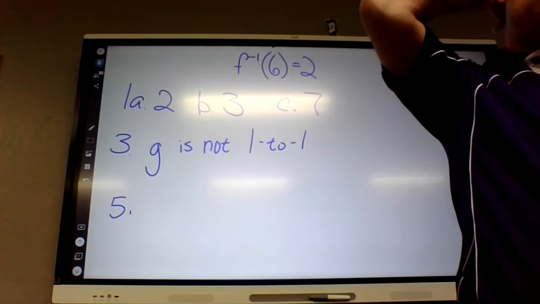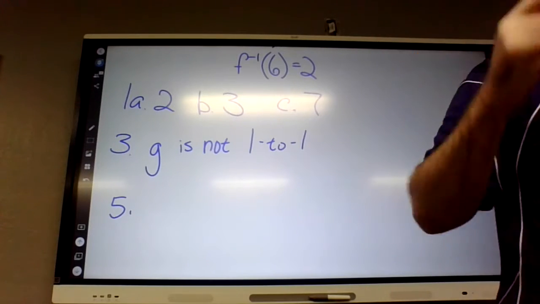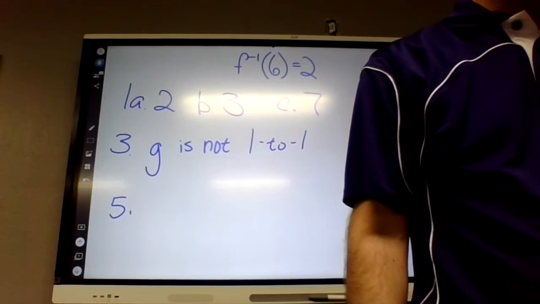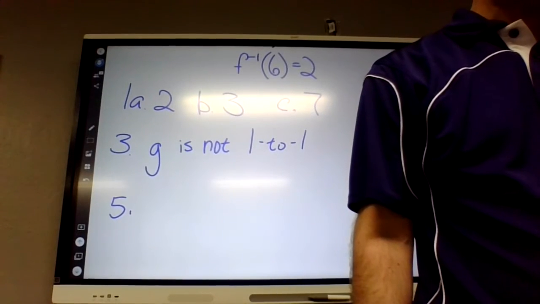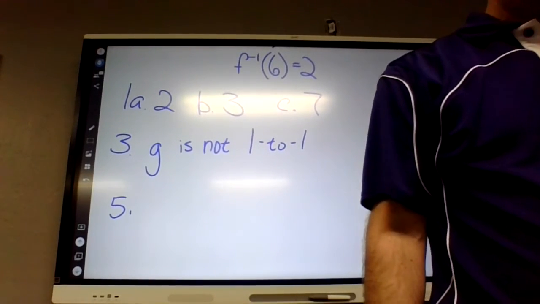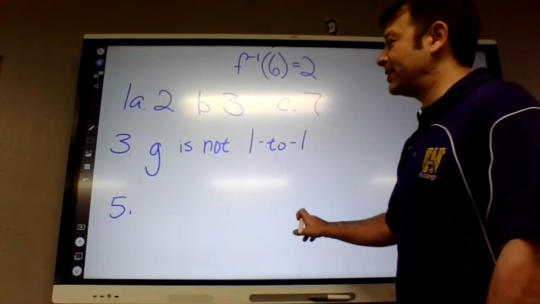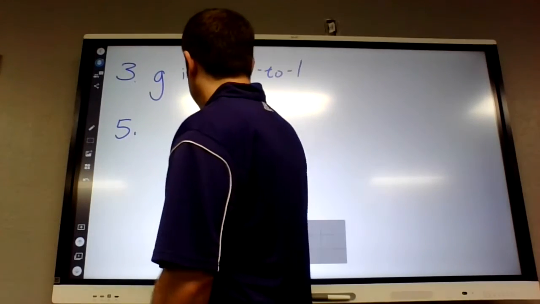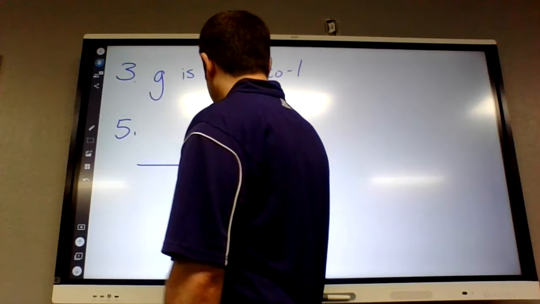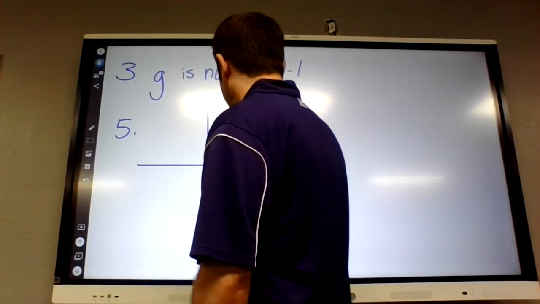Number 5, sketch the graphs. So, I don't think we're going to need graph paper for this. These are only 2. And usually when they say sketch, they mean a little rougher than normal. So we'll just do it by hand without the graph paper.